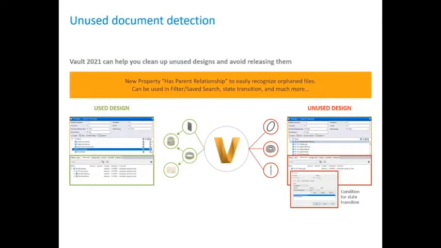All right, unused document detection is another thing they've added in. Over the past few years they've put in a couple of different properties that have helped. The one last year, I believe, was the has drawing property. If your part doesn't have a drawing, it's nice to be able to find that quickly. If you're releasing a design, I need to know which of my parts and assemblies don't have a drawing yet. That was something they put in last year. I believe it was either last year or the year before, but now they have another property called has parent relationship.